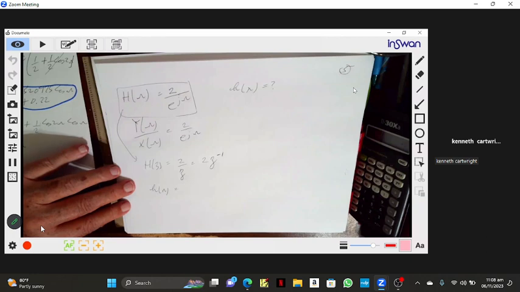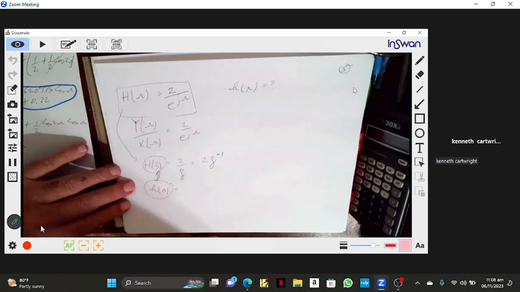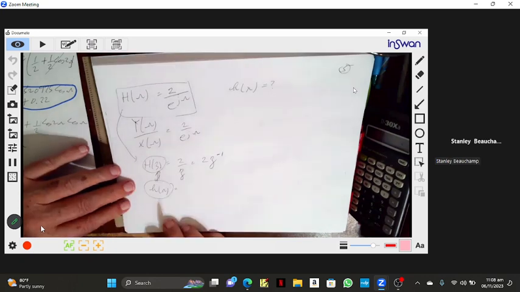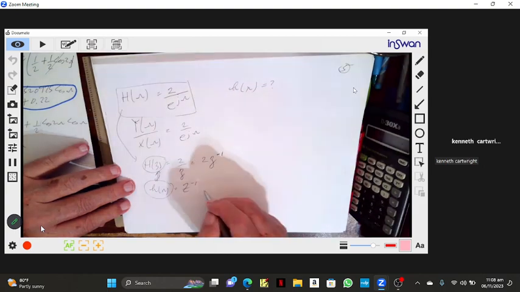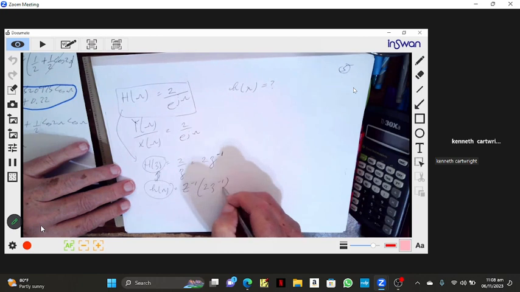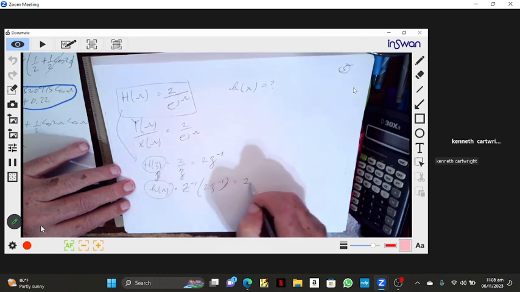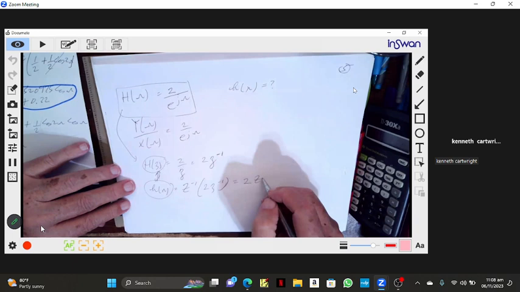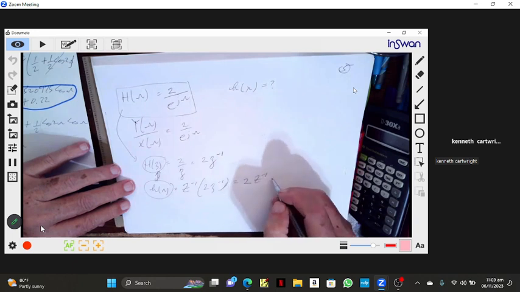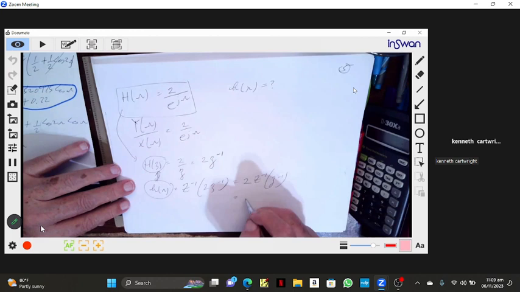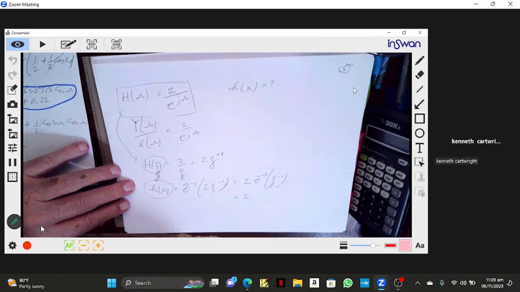The transfer function and the impulse response, how are these related? H of n is equal to the z inverse of h of z. Z inverse of 2 z to the negative 1. You can bring out the 2, z inverse of z to the negative 1. What's the inverse of z to the negative 1? That's delta n minus 1. So 2 times delta of n minus 1.